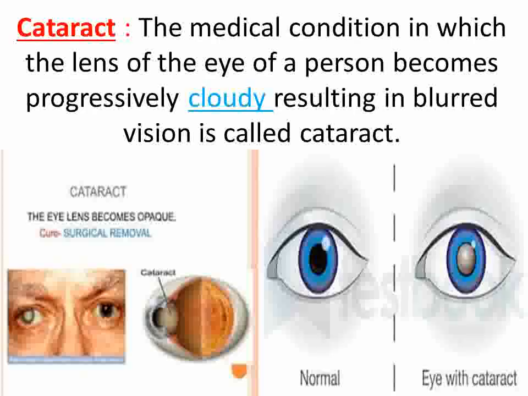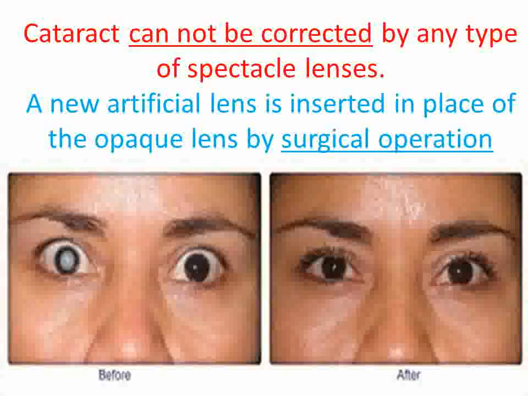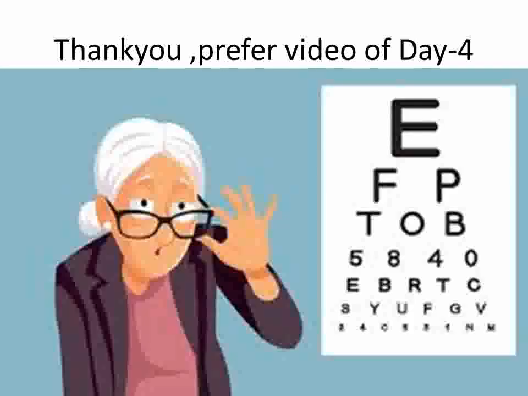We remove it by cleaning the lens, only through the surgical option. Cataract cannot be corrected by any type of specific lens; it is not possible without surgery. A new artificial lens is inserted in place of the opaque lens by surgical operation, which corrects the eye vision.